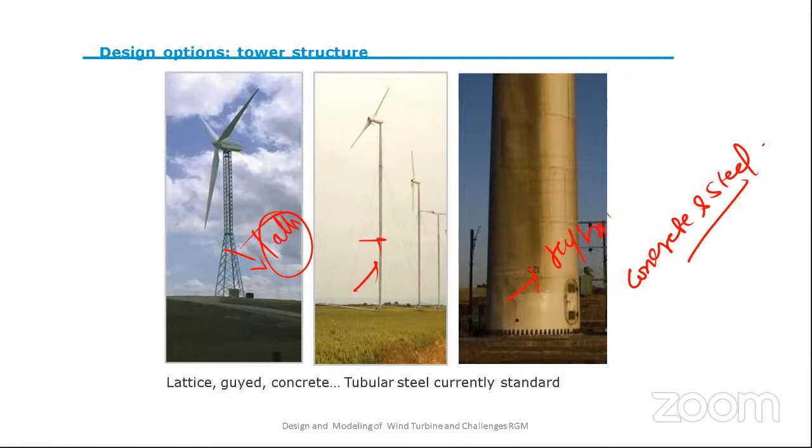Sometimes we will have a hybrid structure, with concrete. So concrete will be up to a certain height. For example, for 120 meters, I will have concrete up to 50 meters, above which I have the steel tower. For the steel tower, I may have either the steel roll or the steel structures.